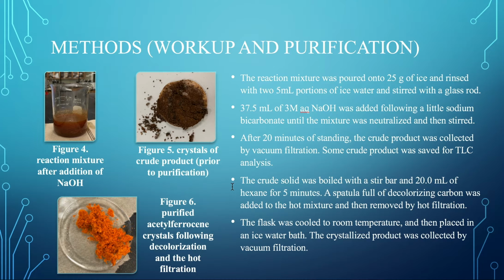So to purify the sample, the crude solid was boiled with a stir bar and 20 milliliters of hexane for 5 minutes. A spatula full of decolorizing carbon was added to the hot mixture and then removed by hot filtration. The flask was cooled to room temperature and placed in an ice water bath, prompting recrystallization, and the product was collected by vacuum filtration. So these are the final crystals that were collected.